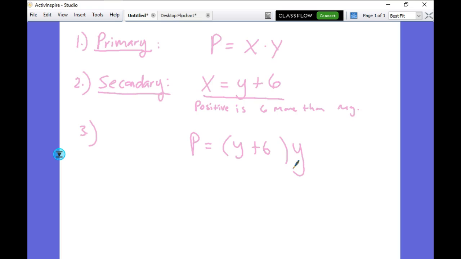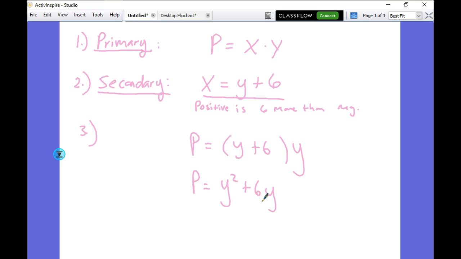And that way, it's the same equation. It's just that now I have an equation with just one variable instead of 2 in it. So here's my function for the product. The product is y squared plus 6y. And I want to find the lowest possible product. In other words, I want to find the minimum of that function.